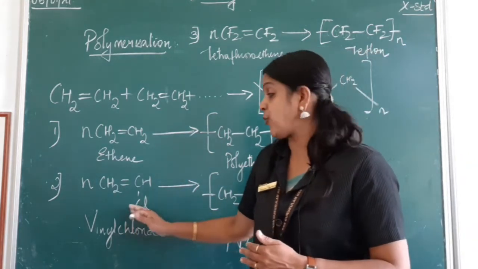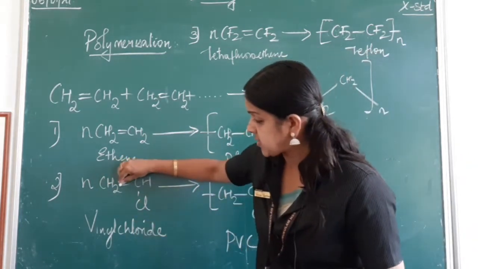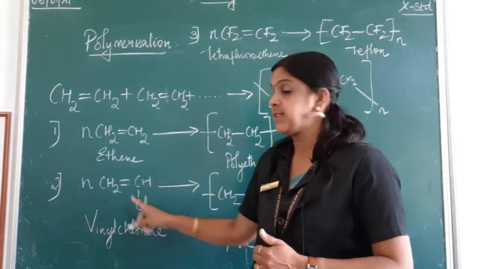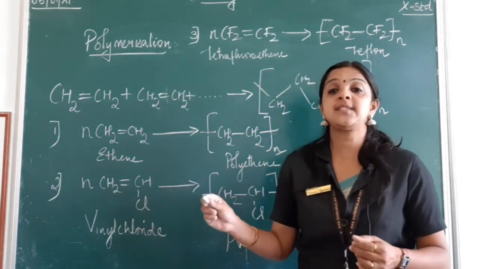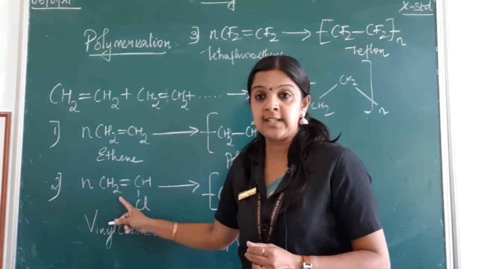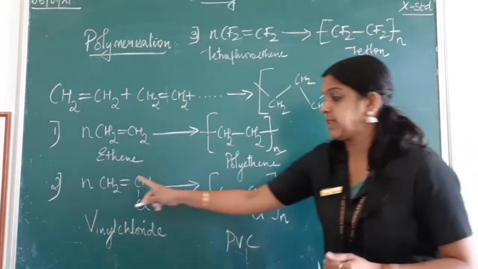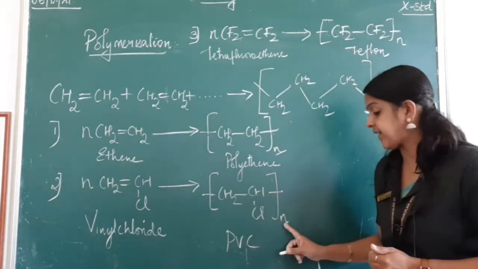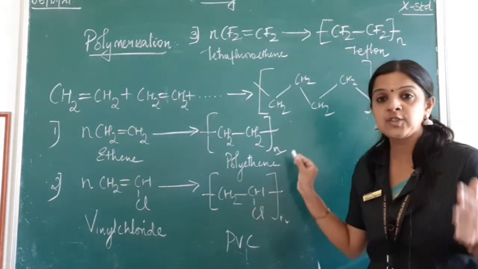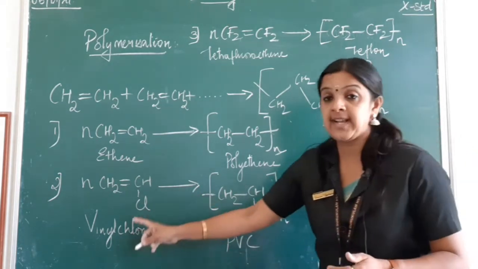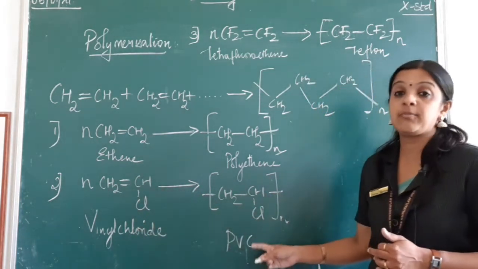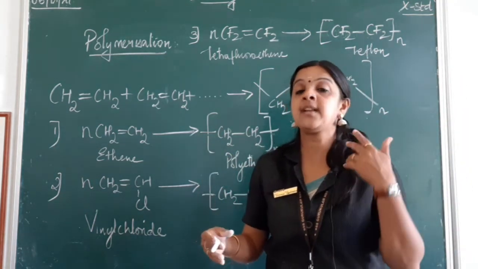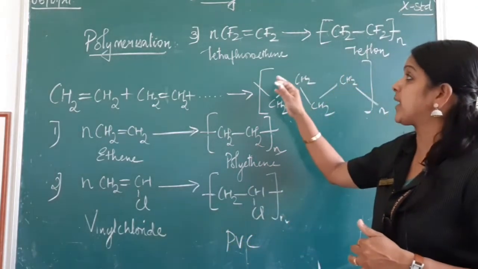The next example is vinyl chloride. This is a vinyl structure, CH2 double bond CH, which is connected to chlorine. Vinyl chloride, you have to memorize this, children. N molecules of vinyl chloride on polymerization: the double bond is broken and becomes a single bond. Put 2 hyphens on the square bracket and write n here. The other structures all remain the same. So vinyl chloride on polymerization will give me polyvinyl chloride, PVC. You know PVC pipes are used in plumbing and other purposes. The next one is Teflon.